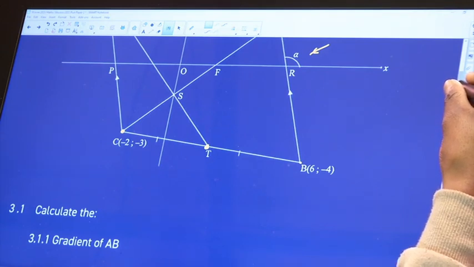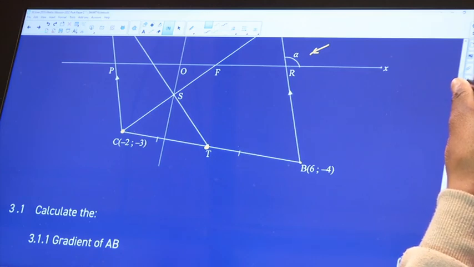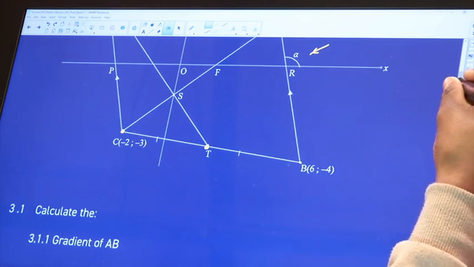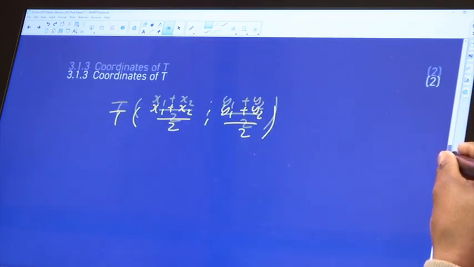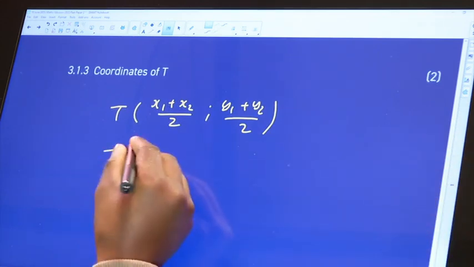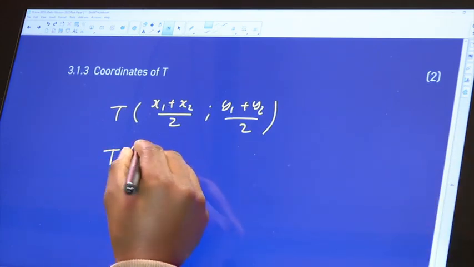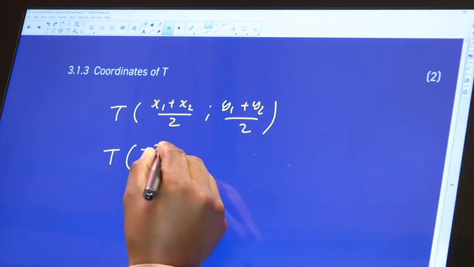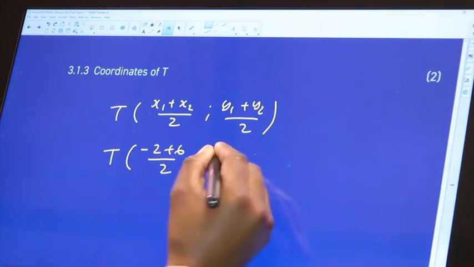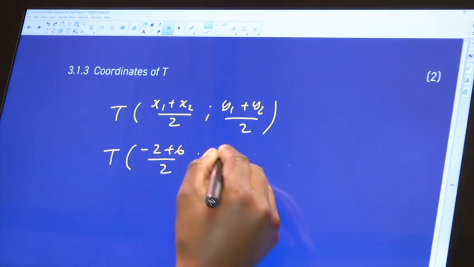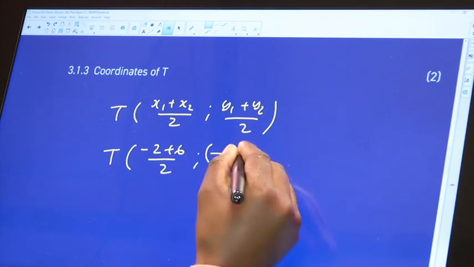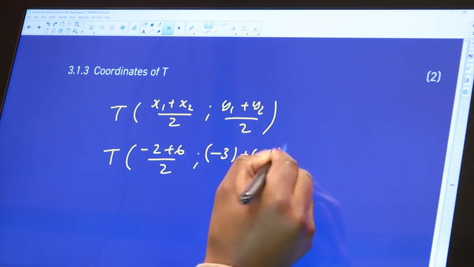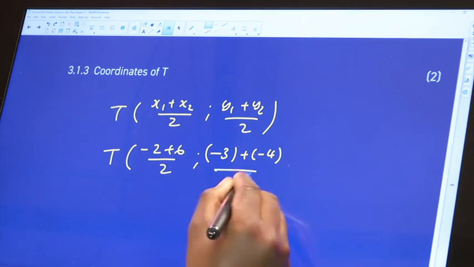So we're going to add all the axes. It's going to be (-2 + 6)/2, and then (-3 + -4)/2, and that will give us what the solution is going to be. So T will be: the x coordinate is -2 on one point, the other x coordinate is 6 over 2, and then the y coordinates are -3 and the other is also negative, so you could have written it as -3 minus 4. It's still the same thing.